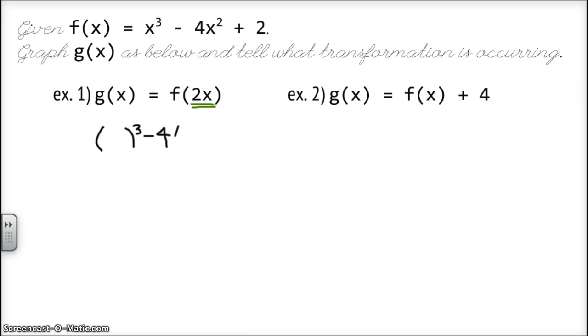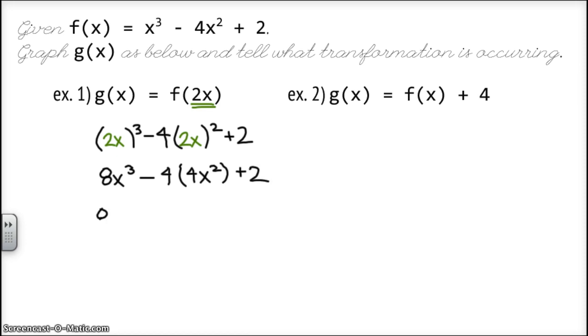Here's what I mean. Let's plug in 2x here. Now we can clean this up a little bit. 2x to the third is actually the same as 8x to the third. Minus 4 times 4x squared plus 2. So I got 8x to the third minus 16x squared plus 2. That is the new g of x. Now if I get that graphed, let's take a look at what happens here as we're graphing. Okay, we see that we're inside the parentheses, so we're hoping it's something horizontal. Let's take a look.